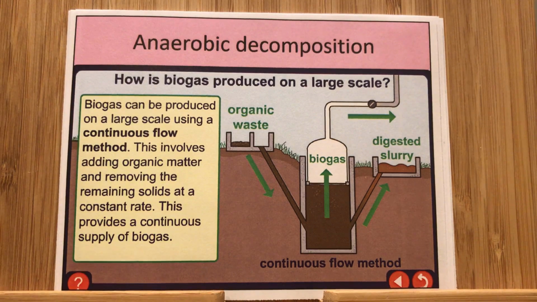So continuous flow uses organic material, organic waste, to decompose it using bacteria in anaerobic conditions without oxygen, producing biogas, which is mainly methane, and the side product is slurry, which is used as fertiliser. So it's a very efficient process. There isn't any waste product from it because both of the products that are made can be used usefully.